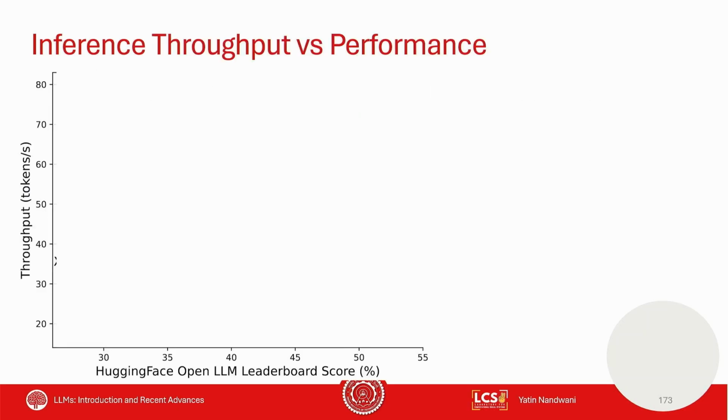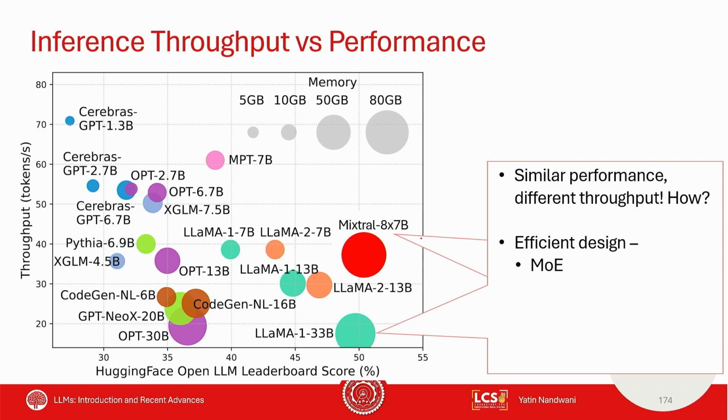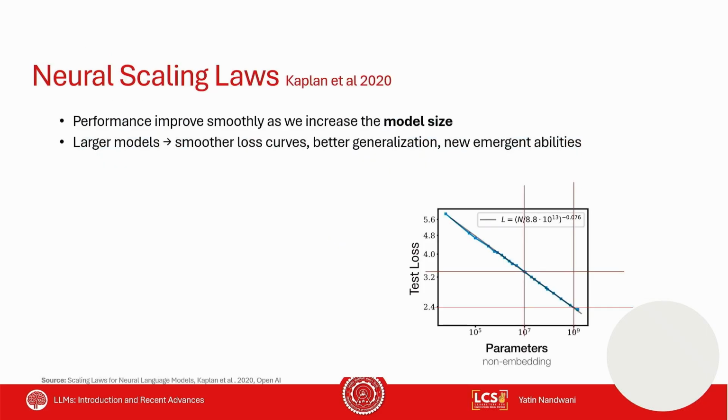Now the third part was, again, recalling this graph where we are measuring throughput versus performance. We saw that there are these two models which have similar performance and much higher throughput, even though the model size is bigger. It's roughly 56 billion, this is 33 billion. So how are we able to do that? The answer lies in the efficient design of this model, which is mixture of experts, right? So that's what we will cover in this part.